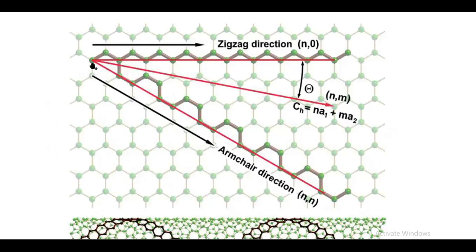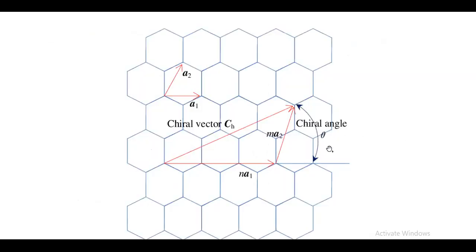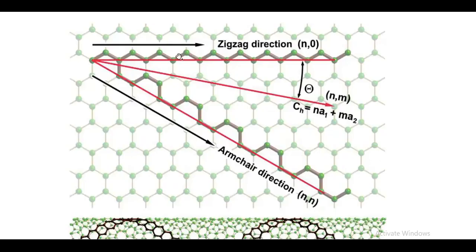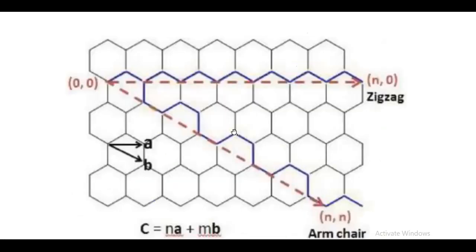You can see here that different structures are being drawn. The zigzag line of carbon atoms is taken as a reference here. I told you this Na1 plus Ma2, which is a summation, as you can see in the previous slides. Same is here. Basically, different pictures are being drawn in this slide. This is the end of the slide.